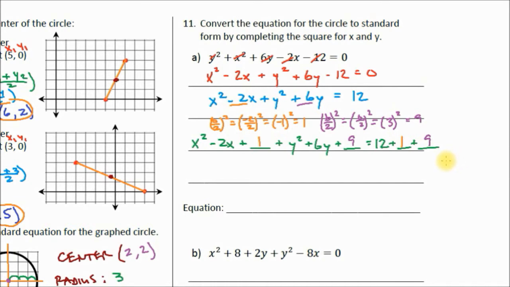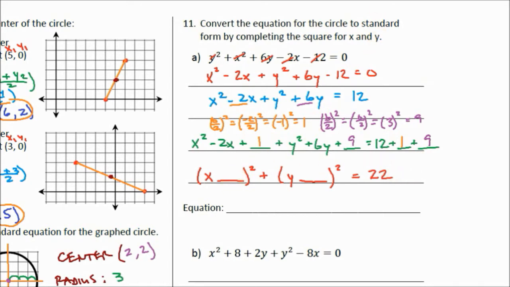Alright. Now we're going to complete the square for the x terms. We're going to factor the x terms. So let's do that now. When we factor the x terms, we're going to have x something squared plus y something squared equals, we can go ahead and simplify this. 12 plus 1 is 13, plus 9 is 22. So the right side is done.